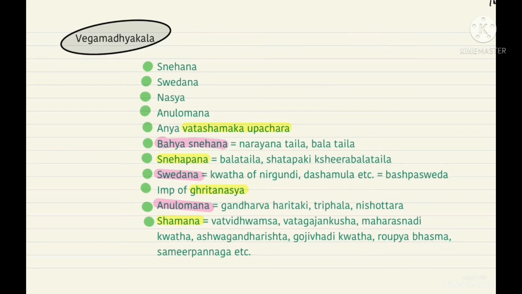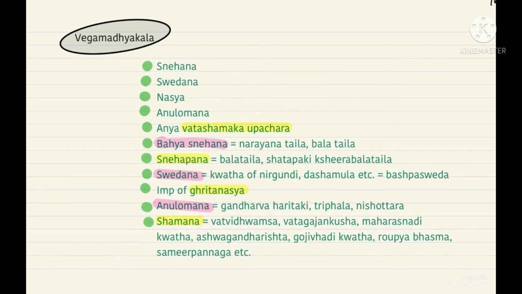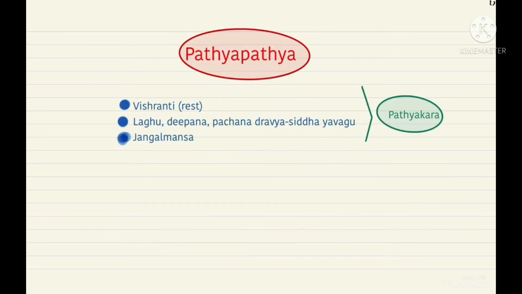So you can see very clearly that the treatment for the Vegavastha and Vegmadhyakala are totally different. So if you are asked about the treatment, you have to be very specific about which kind of treatment you are writing. If you write all together or all jumbled up, you are not going to get any marks. So this is an important part of the treatment protocol: what kind of treatment is to be given in which type of condition. Now let's talk about Pathyapathy.